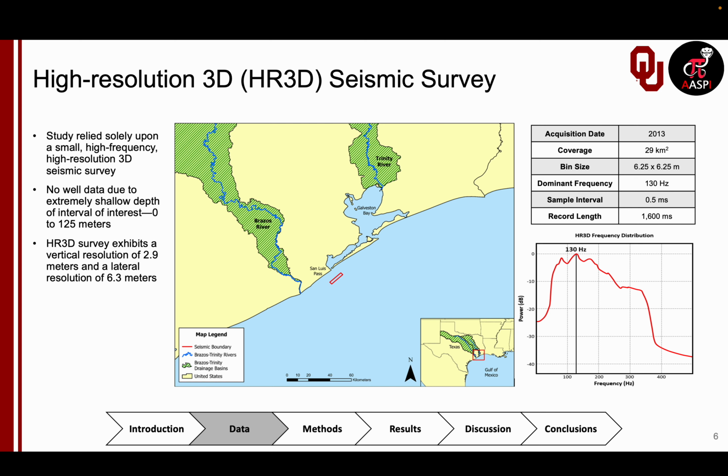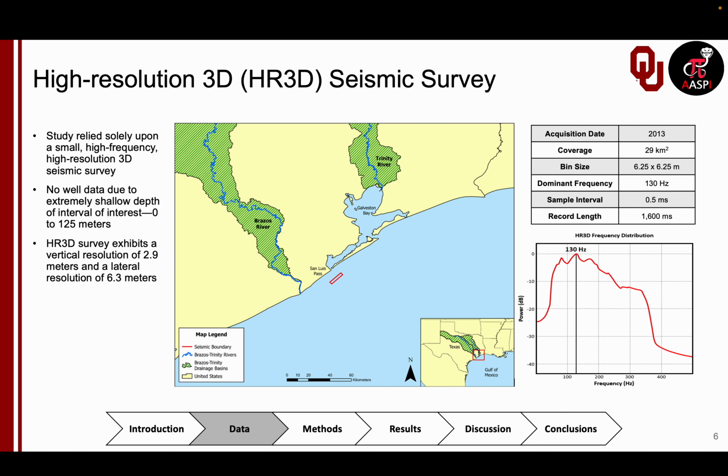It's a small survey. It only covers less than 30 square kilometers, but what makes it so unique and so great is its small bin size of 6¼ by 6¼ meters, and then most importantly, its very high dominant frequency of 130 hertz. The sample interval is rather small. It's half a millisecond, and then the record length, because this is a high frequency survey, high frequency waves are easily attenuated, therefore not able to penetrate very deep. So it is a pretty shallow survey. It only spans about 1600 milliseconds deep.